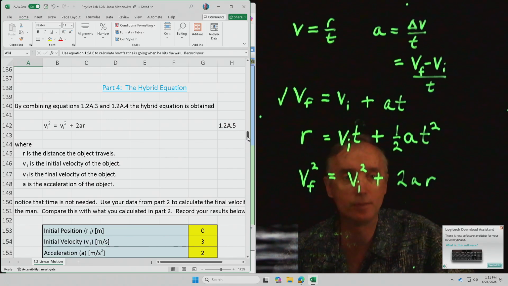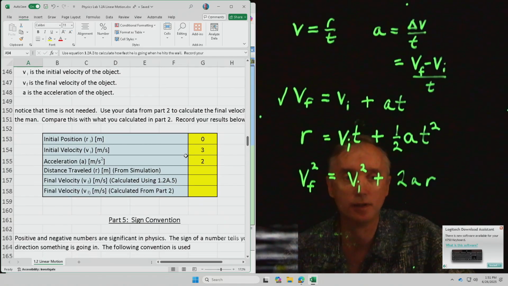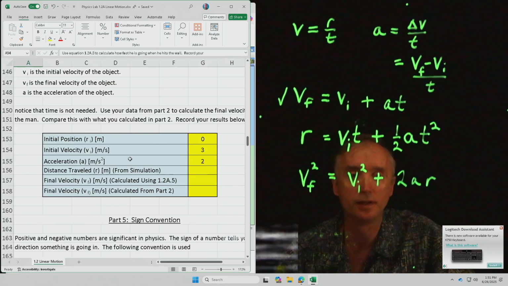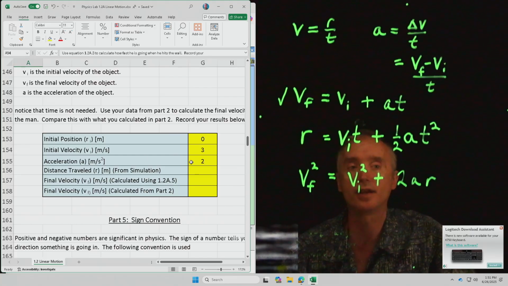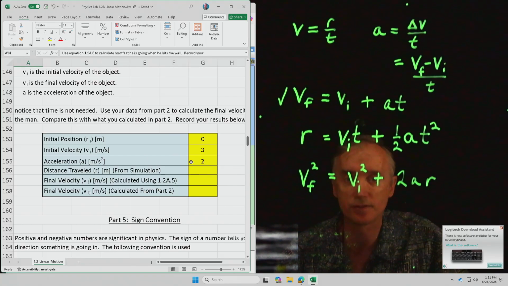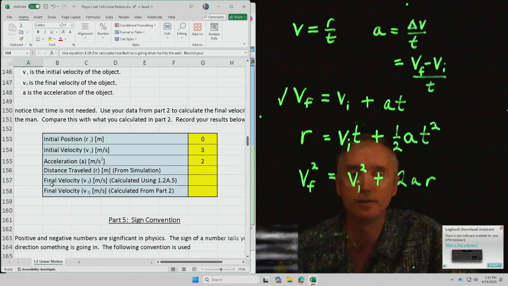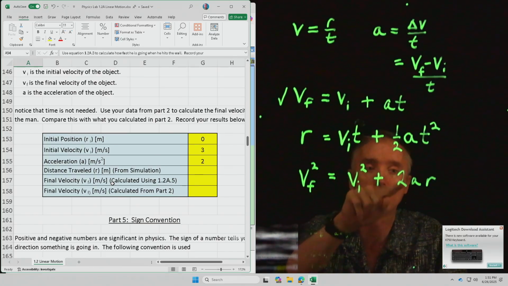So we're doing the same thing over again here. Initial position is going to be 0. The final velocity is going to be 3. The acceleration is going to be 2. Okay, now you're going to calculate the distance that he travels using the simulation. Then you're going to find the final velocity using this formula.